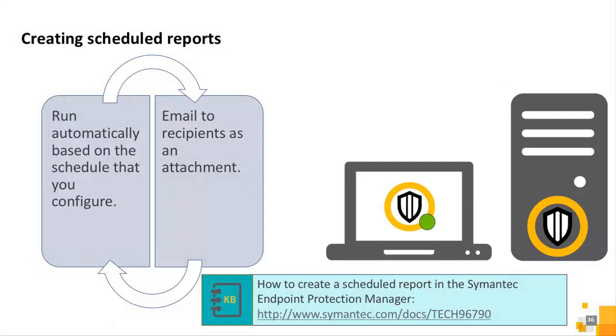Scheduled reports are reports that run automatically based on the schedule that you configure. You send scheduled reports to a single recipient or a distribution list, but you must include the email address of at least one recipient. After a report runs, the SEPM emails the report to recipients that you configure as a web page archive, also known as an MHT file. You can open MHT files in Internet Explorer and other browsers.